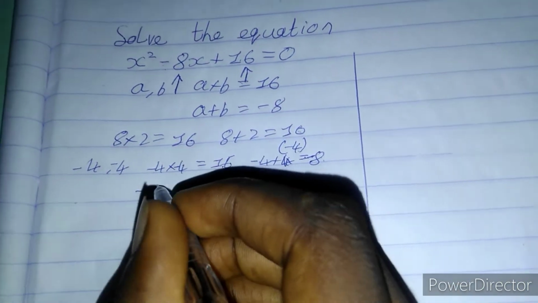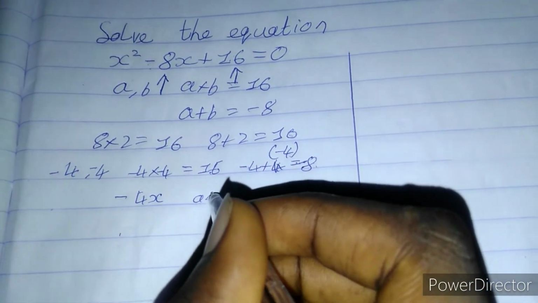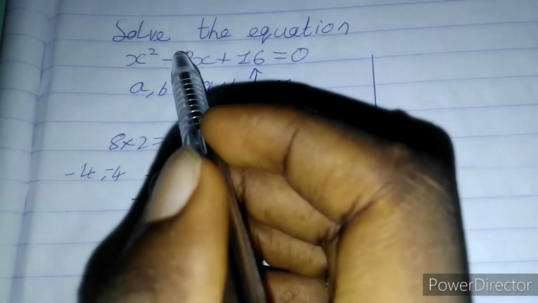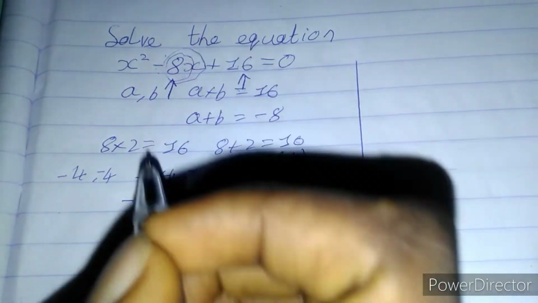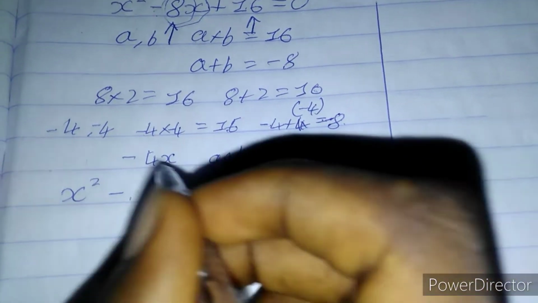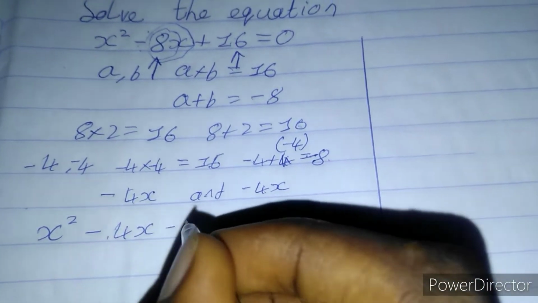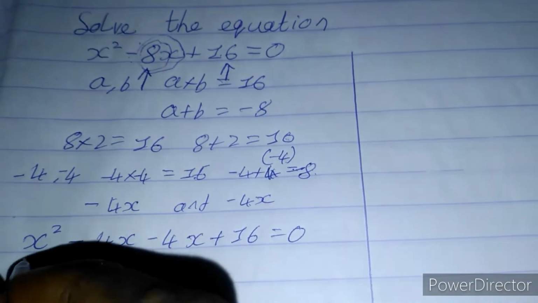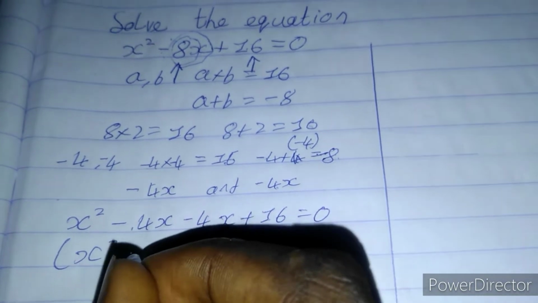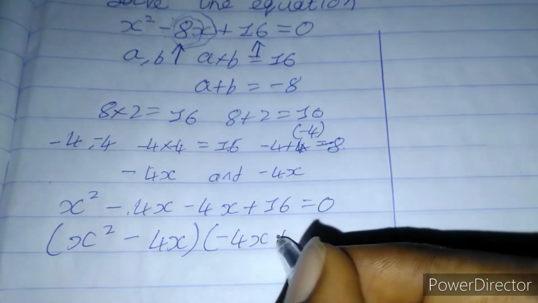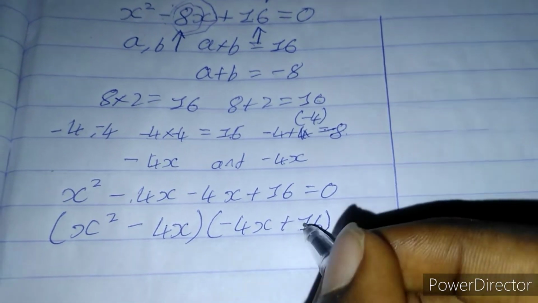So we convert this to minus 4x and minus 4x. So we use it to replace this minus 8x over here. It becomes x squared minus 4x minus 4x plus 16 equals 0. So we group the equation into two: x squared minus 4x, first group, minus 4x plus 16, second group.